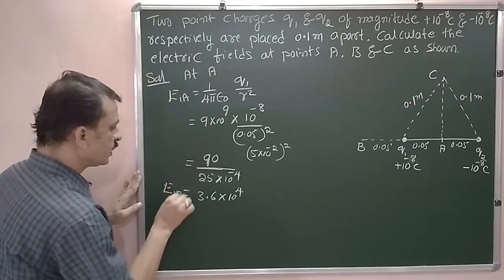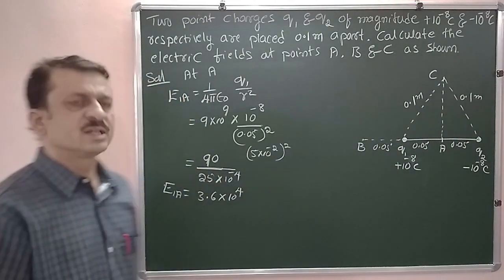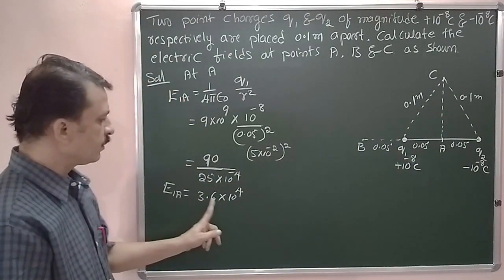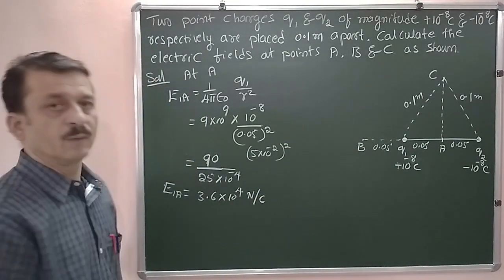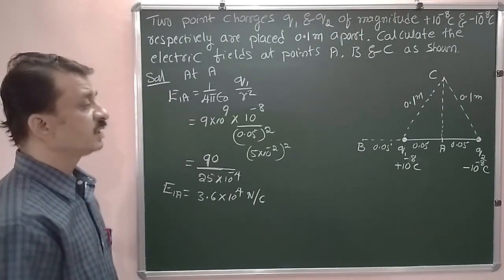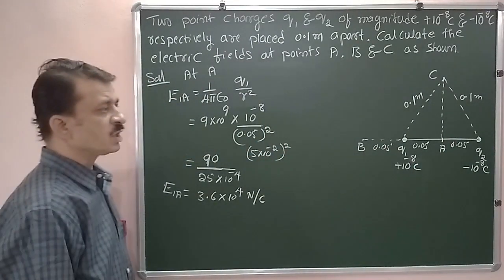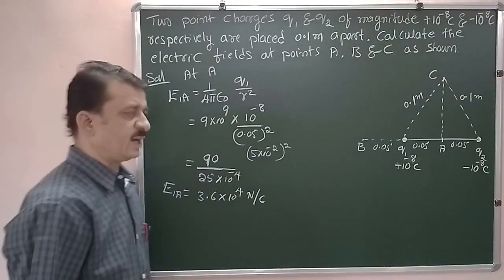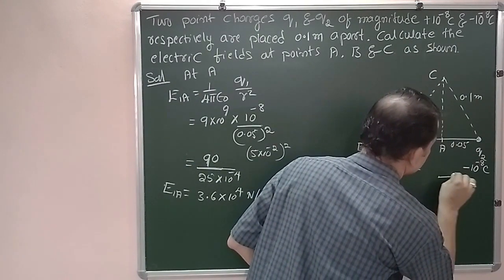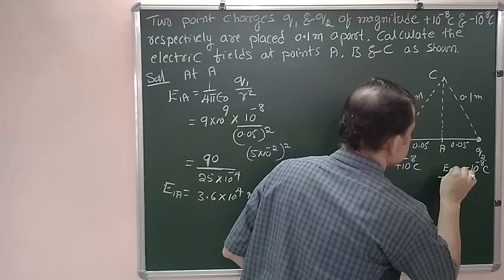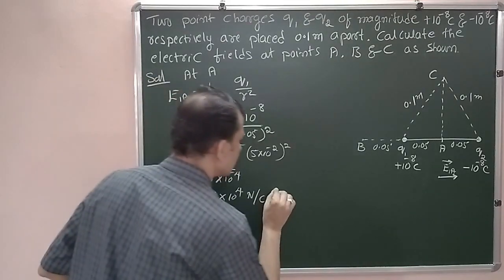Therefore, E1A, the electric field at A due to the charge Q1, is 3.6 into 10 to the power of plus 4. Unit is Newton per coulomb. Now what is the direction? It is along Q1 to A. Its direction is from Q1 towards A because it is a positive charge. So at A, the direction of E1A is towards the right.